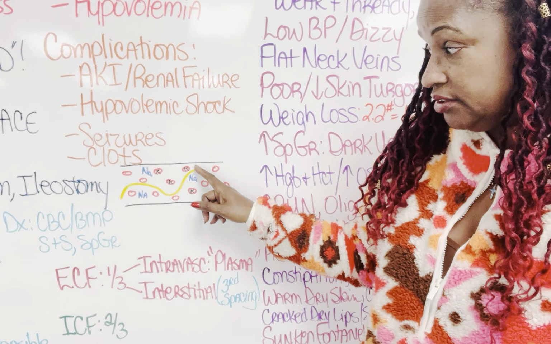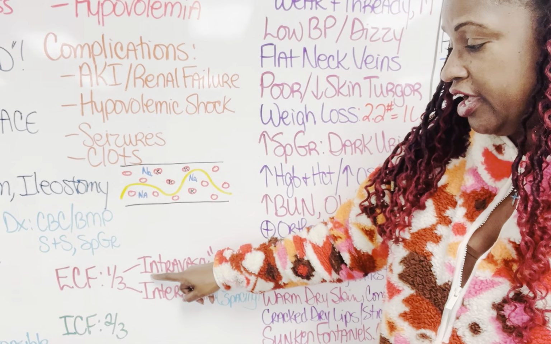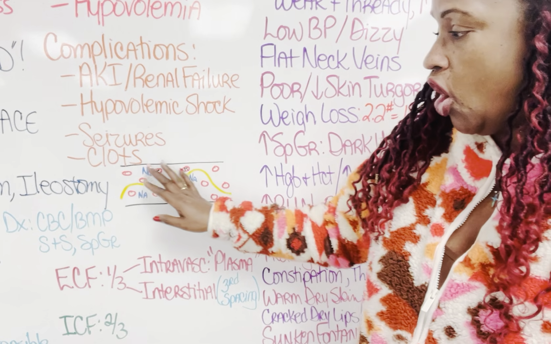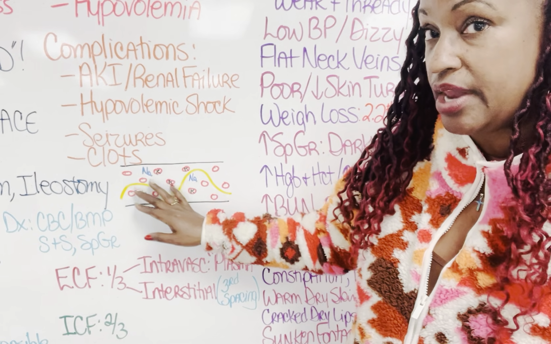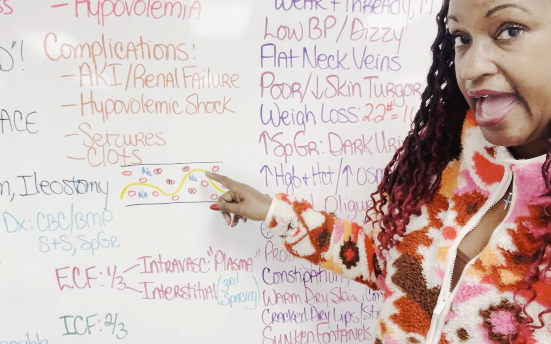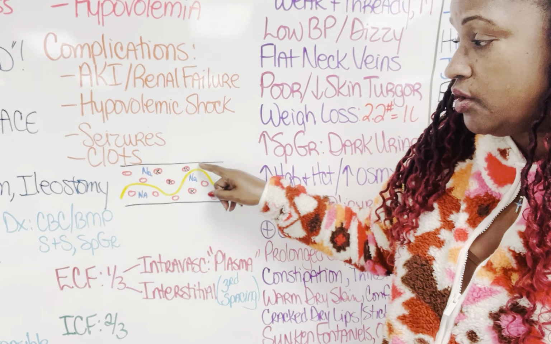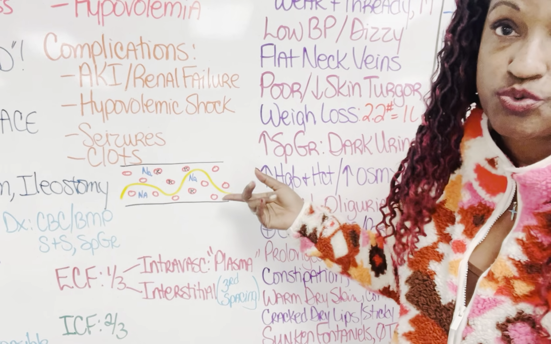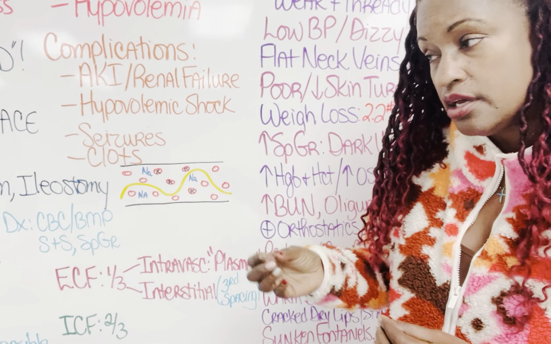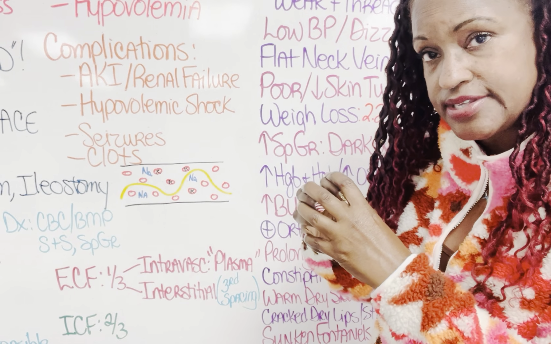Outside the cell, but inside the vessel, is called intravascular plasma. So all of this fluid inside this blood vessel is called plasma. In the plasma, you also have something called albumin, which is yellow on this, and it's really yellow in real life, but it's yellow on my board. Albumin is in everybody's blood vessel to keep fluid inside of it.